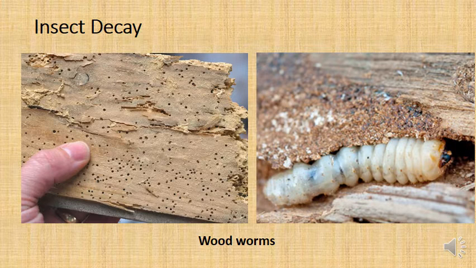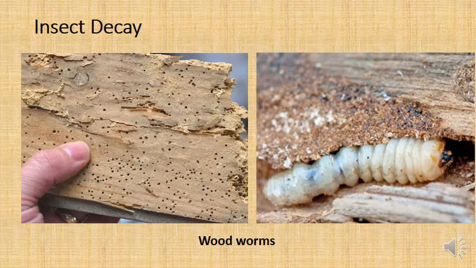So this is insect decay. What you see there is actually woodworms. This is a type of woodworm called a hoo-hoo grub, and they will burrow into the wood, and they've got a very sharp mouth at the front, and they just live off eating wood.